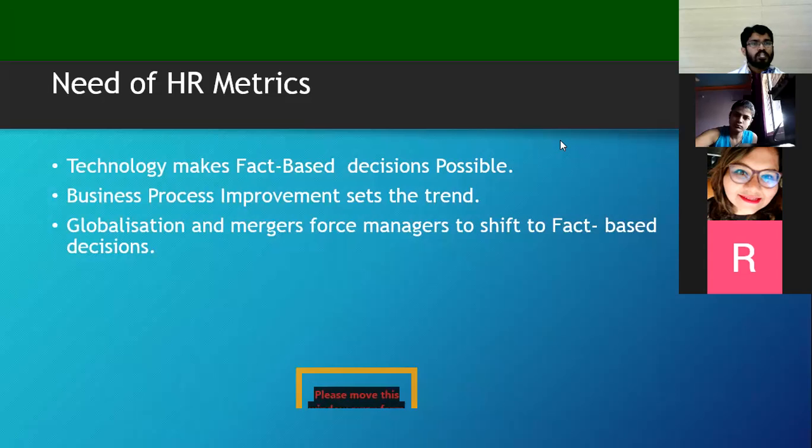Now in the era of globalization and mergers, the HR manager need not be everywhere. He just sits in the office, he collects the appraisal forms from various branches or various organizations under his control, and then he decides who has to be given an appraisal, who has not to be given an appraisal. So that is how matrix or data helps in fact based decision making. So this is the need for matrix.